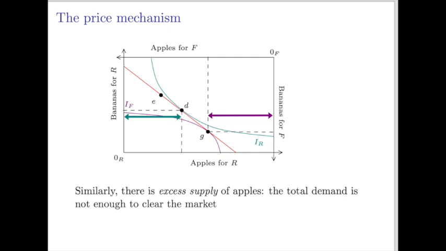On the other hand, there's an excess supply of apples. Similar reasoning tells us, how many apples does Rob consume? He consumes this many apples. Friday consumes this many apples. Those don't add up to the width of the box. Remember, the width of the box is the total number of apples. Effectively, we have this many extra apples left over. So there's an excess supply of apples.